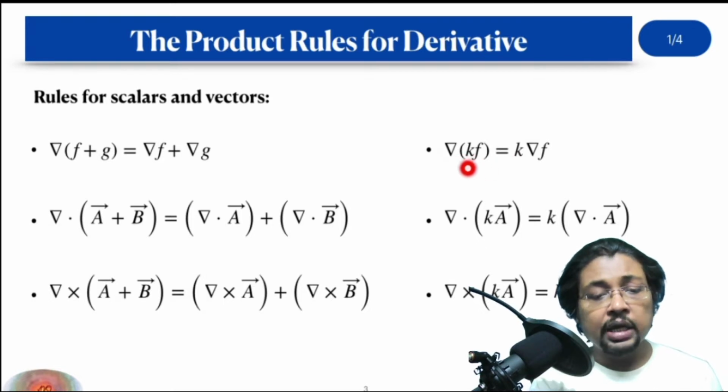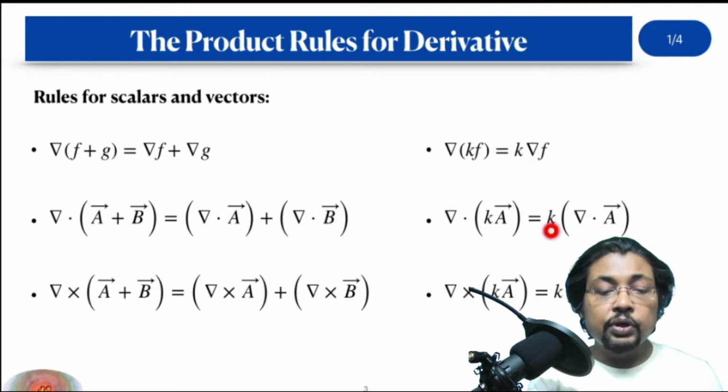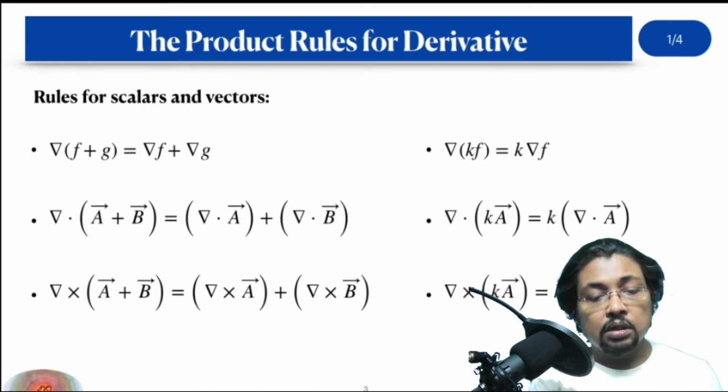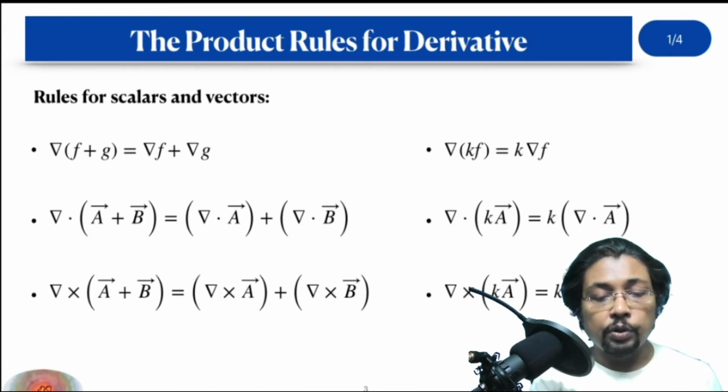In a similar way, if you multiply the vector with a scalar constant k, which being a constant is independent of the space coordinate, therefore we can take this k out from this operation, and that can also be used for the curl operation.